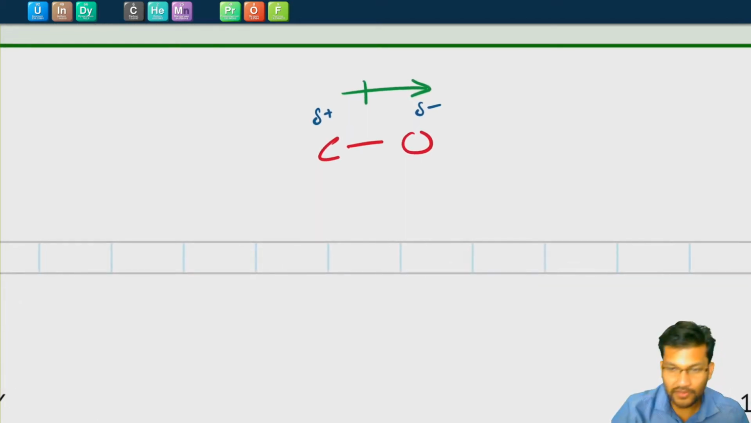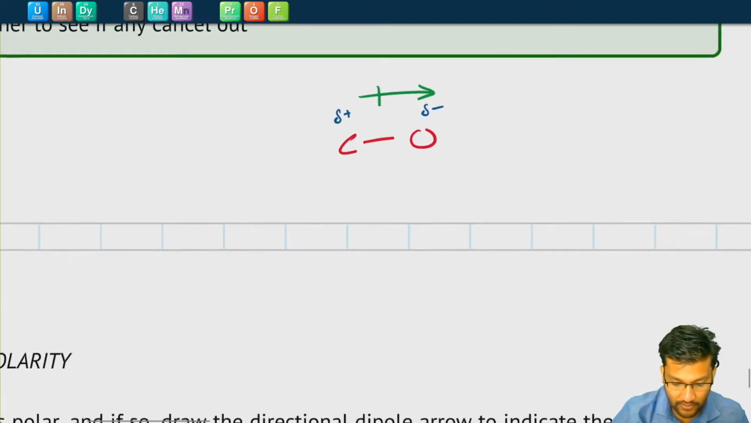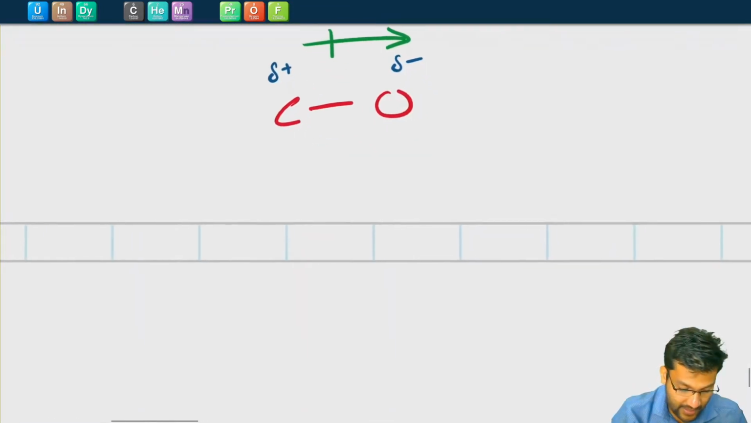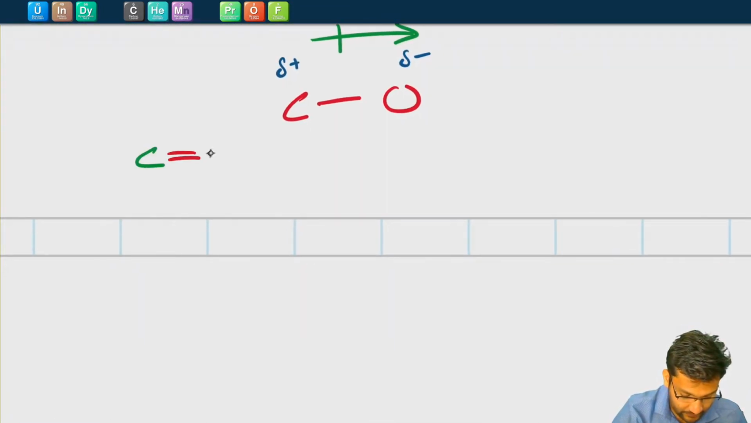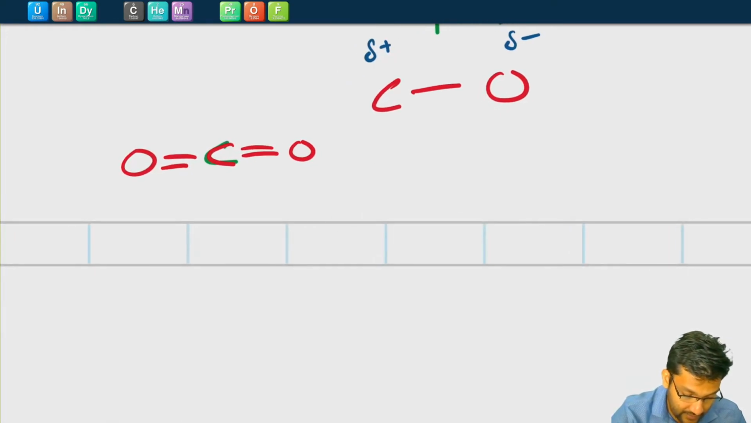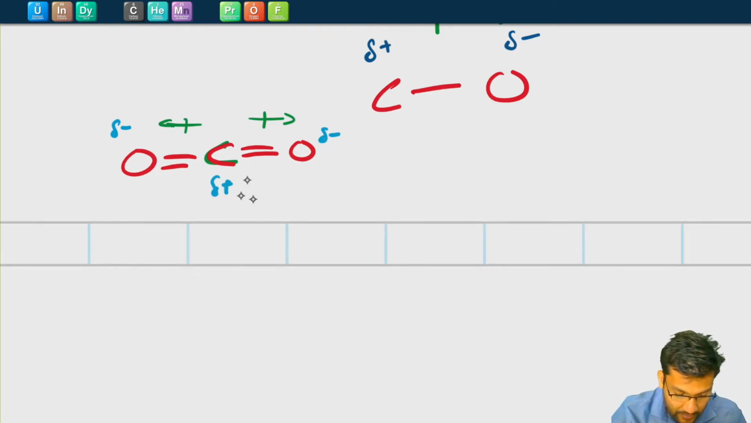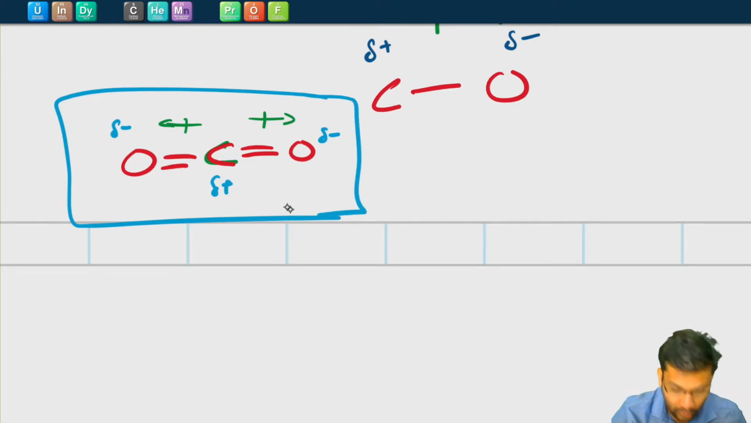However, while individual bonds could be polar, it doesn't mean that the whole molecule will be polar. For example, let's look at carbon dioxide, right? We know that carbon dioxide is made up of two carbon-oxygen bonds. So we know that definitely this bond is going to pull a little bit of electron that way, and this one is going to pull electron that way. So if you think about the charges, that's going to be slightly negative, that's going to be slightly positive, that's going to be slightly negative. So this carbon dioxide here has polar bonds, but overall the molecule is not polar.